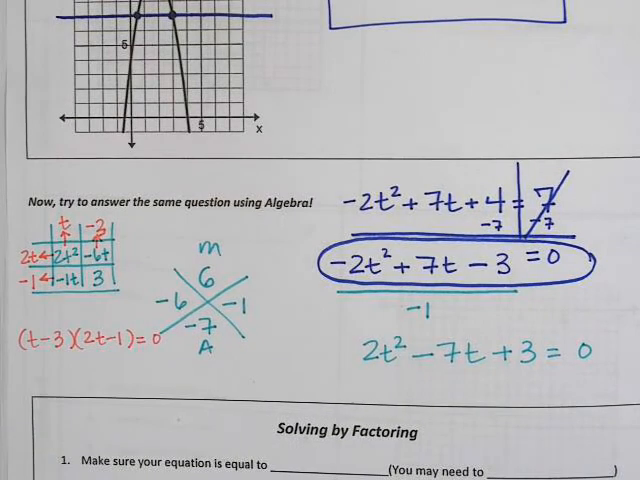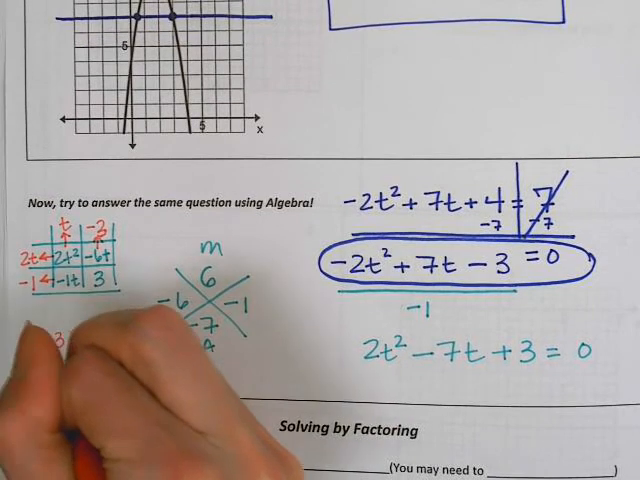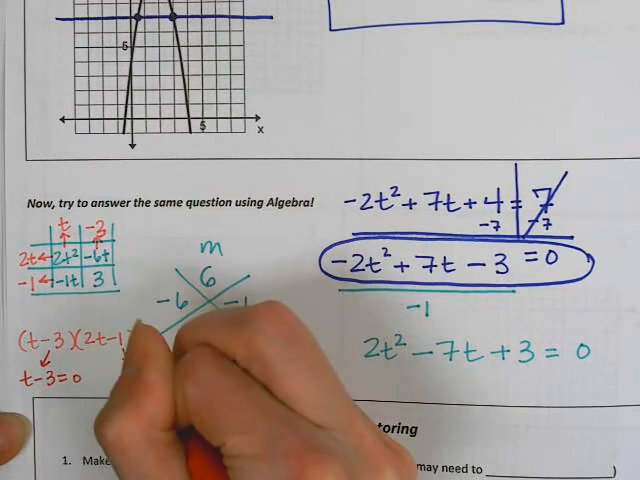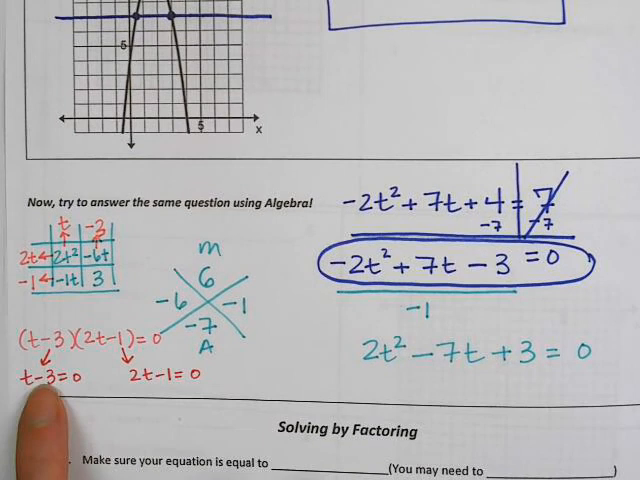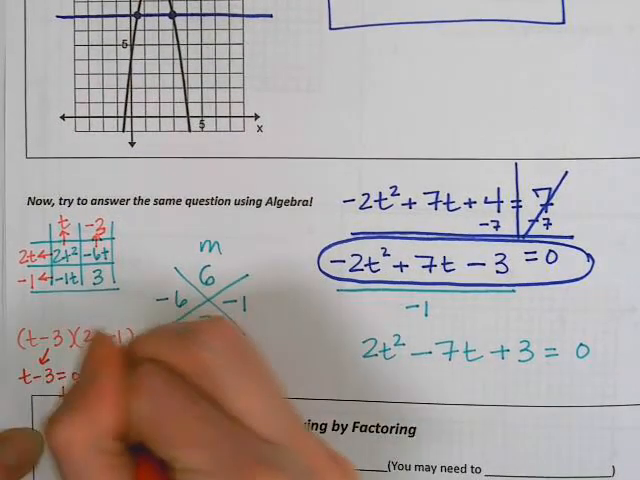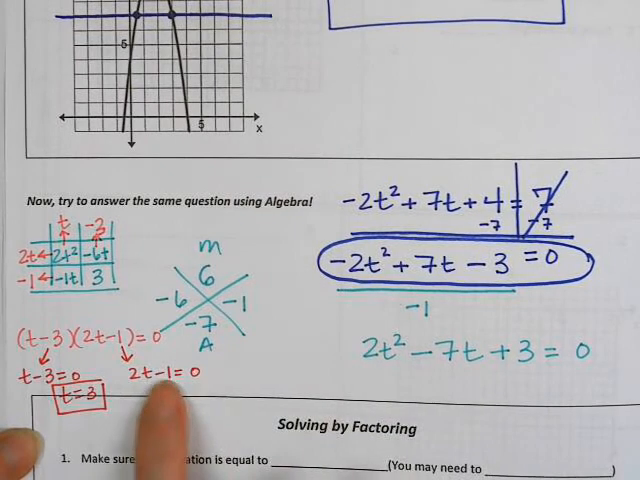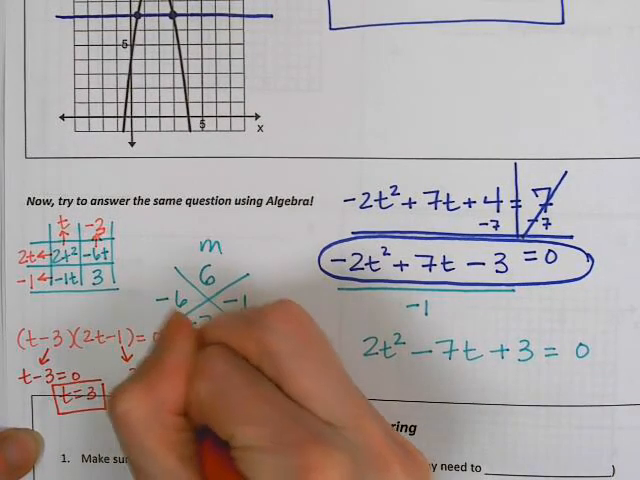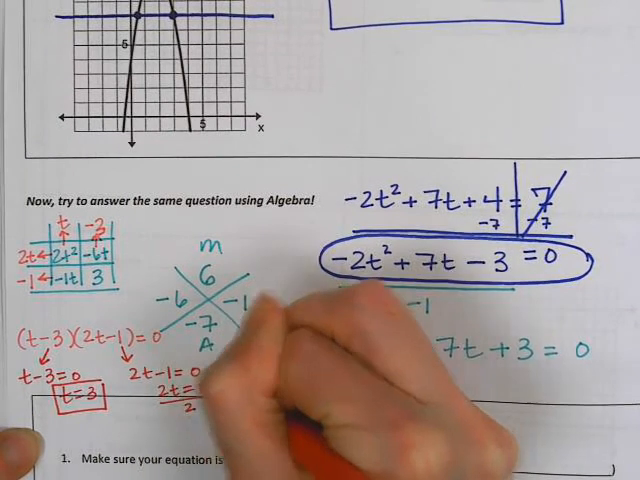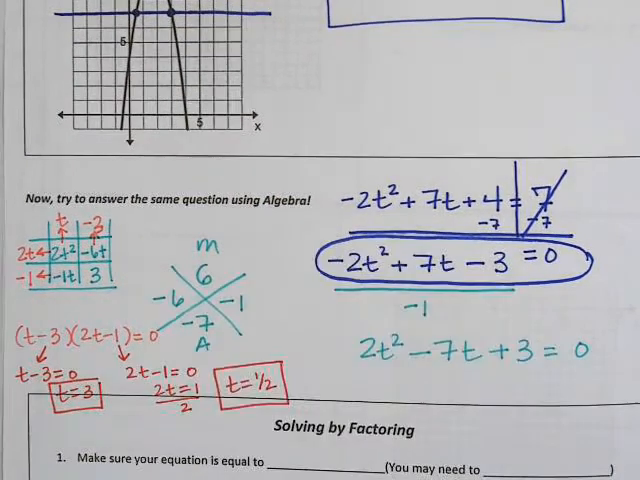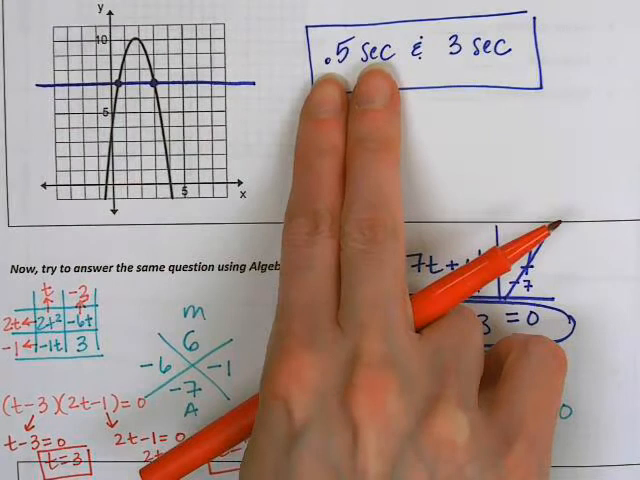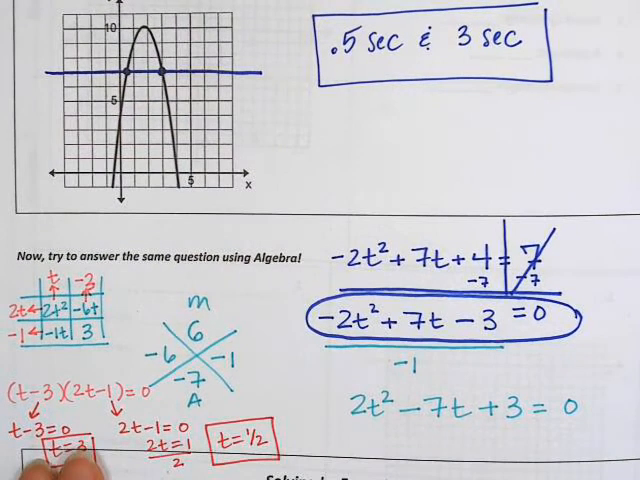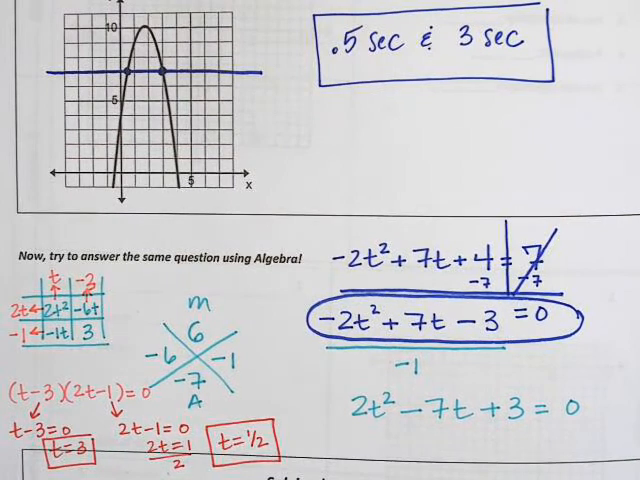And now let's use our zero property to actually solve them. So it's either t minus 3 equals 0 or it's 2t minus 1 equals 0. Okay, so this one you'd have to add the 3 over. So t would equal 3. And this one you'd have to add the 1 over and then divide by 2. So t would be 1/2. And what do you guys notice? Same answers as we got graphically. So at 1/2 and 3 seconds. Okay, so algebra works as well as graphing.